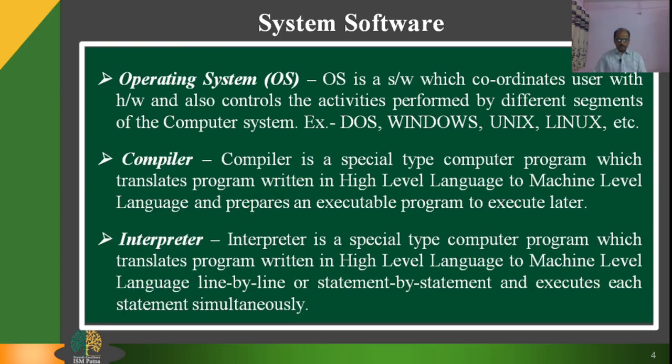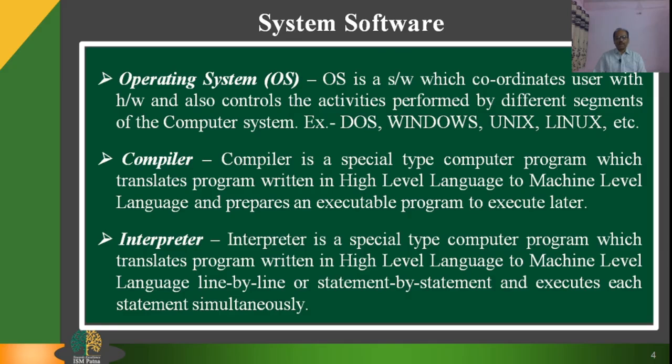Now, see what is operating system, compiler or interpreter. Operating system is a software which coordinates the user with hardware and also controls the activities performed by different segments of the computer system. Examples of operating system are disk operating system, in short called DOS, Windows, Unix, Linux, Android, etc.